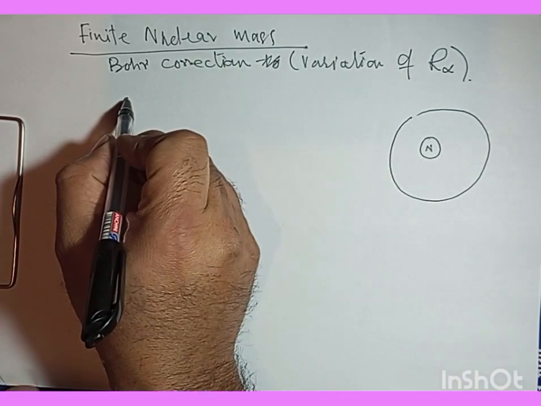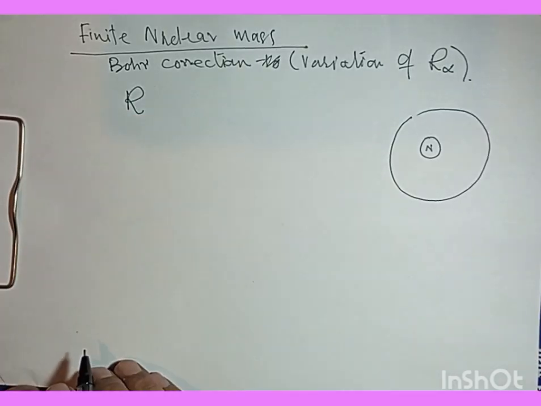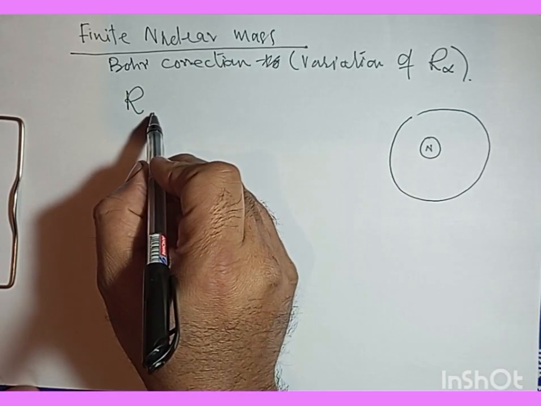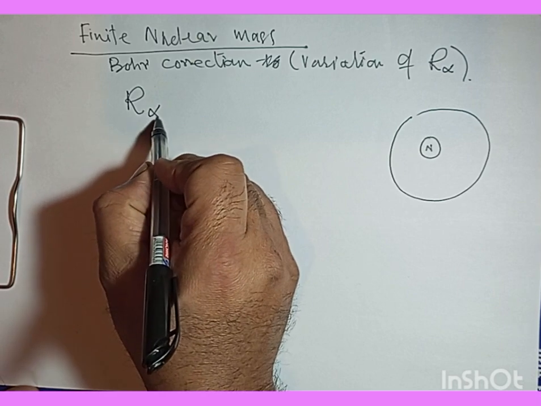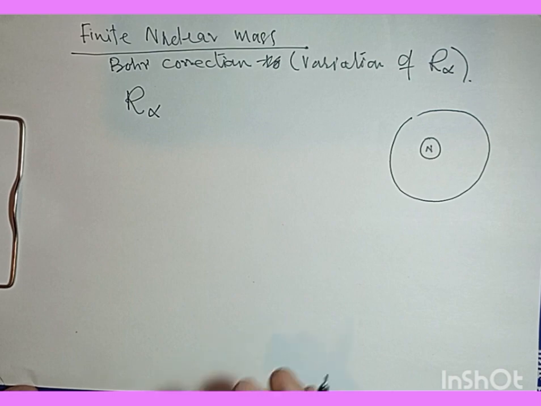So we obtained an expression for the Rydberg constant, and here I would like to write that Rydberg constant as R infinity. Infinity is a symbol here to indicate that the mass of the nucleus considered in this case is infinite, and the nucleus is assumed to be at rest with respect to the motion of the electron. So it's only the electron that's revolving around the nucleus.